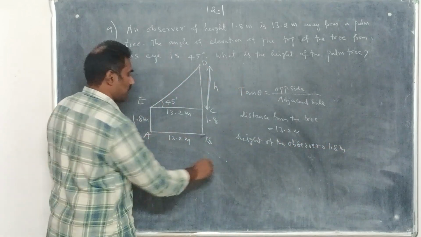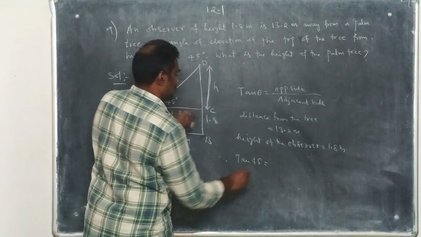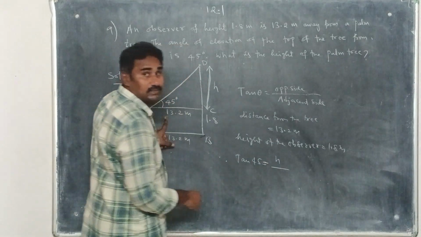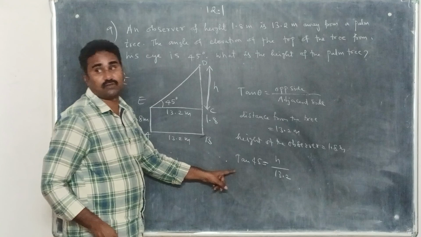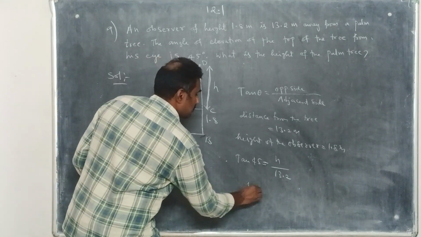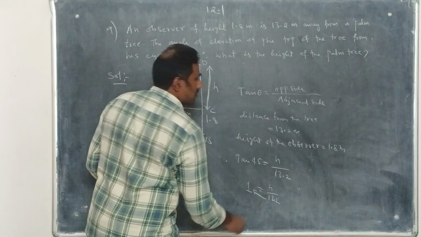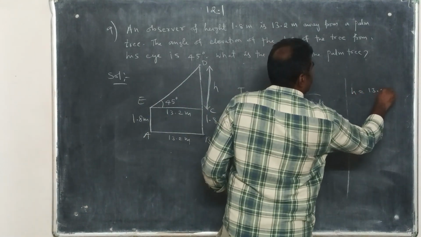Now you take tan 45. So tan 45 is equal to, for this, opposite is h. In this question we have to find it. Another one, the adjacent side is 13.2. You know that the tan 45 value is 1. So 1 is equal to h by 13.2. So doing cross multiplication, what will you get? h is equal to 13.2 meters.